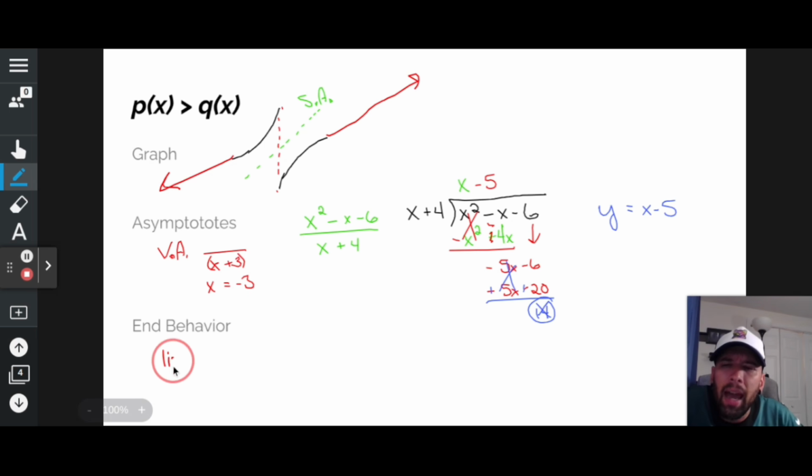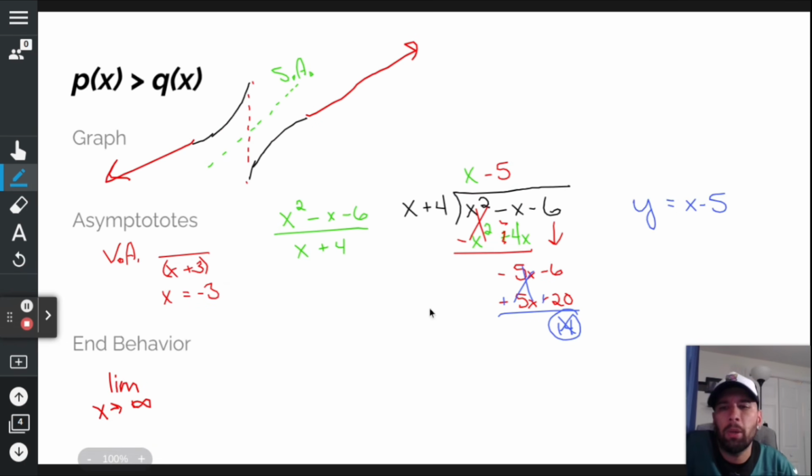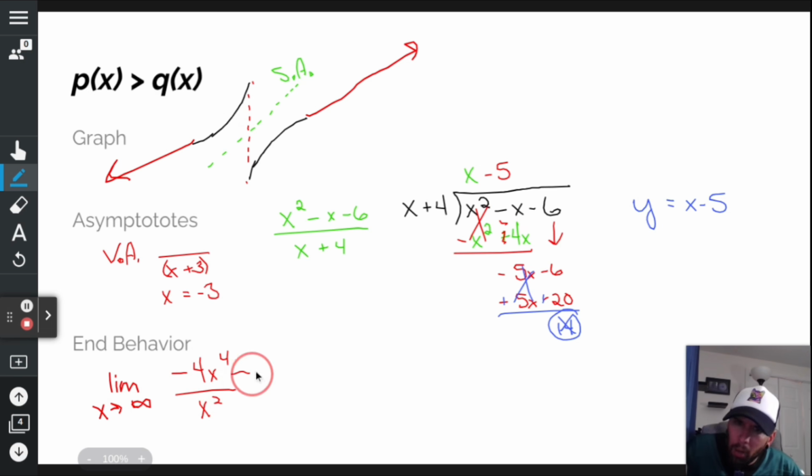If I give you the limit as x approaches infinity, let me maximize my screen again, of something like negative 4x to the fourth over x squared. Clearly the numerator is greater than the denominator as far as degrees go. And by the way, plus stuff, minus stuff, blah blah blah. Let's pretend that you're the leading term. When you're the leading term, simplify as much as you can. Expect the numerator to dominate the denominator, and you get negative 4x squared.